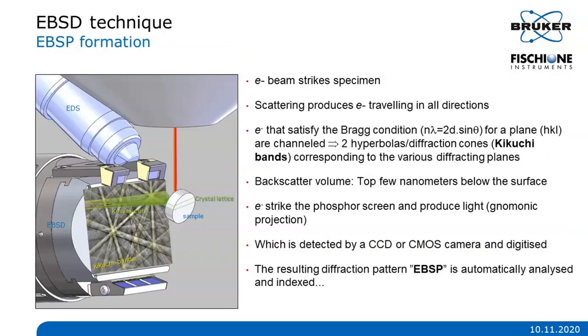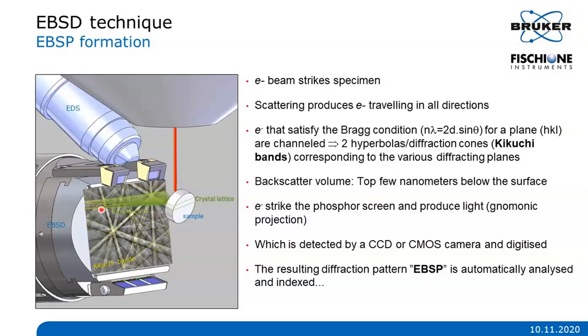So how does it work? Here on the left is a schematic view of the EDS and EBSD setup in the SEM chamber with a sample tilted at 70 degrees. When the electron beam strikes the specimen, we have electron scattering in all directions below the sample surface. The electrons, which satisfy the Bragg condition to a lattice plane, are channeled as a diffraction cone or Kossel cone for each diffracting plane. Electrons are then converted to photons by the phosphor screen, giving the diffraction pattern, detected by CCD and CMOS camera and digitized.